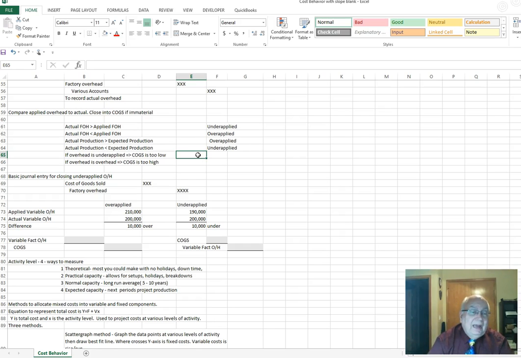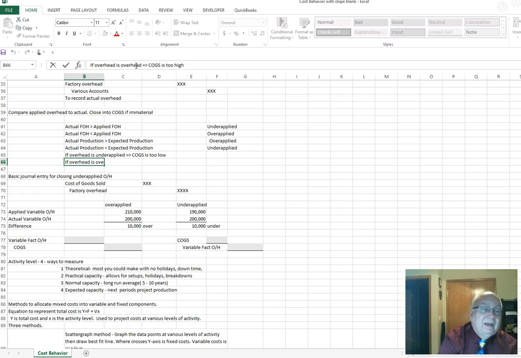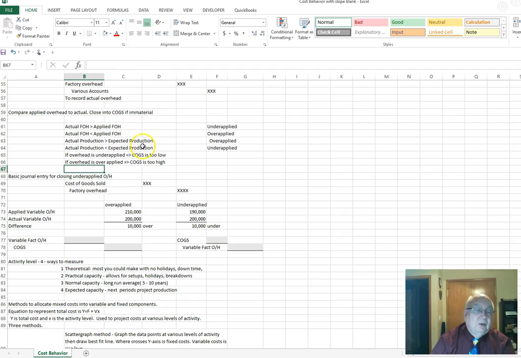If it's overapplied, then cost of goods sold is too high, so we need to lower it. I forgot to put overapplied in there. So your basic journal entry is cost of goods sold is a debit, factory overhead is a credit. And this is if it's underapplied, because we need to increase the cost of goods sold.